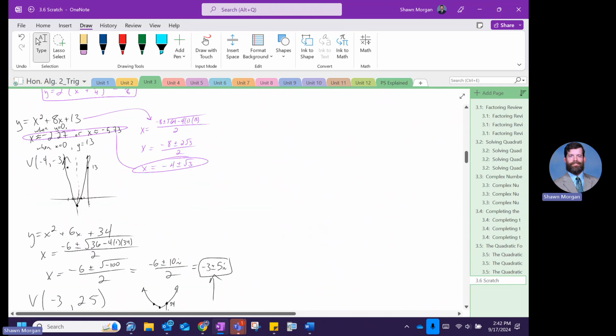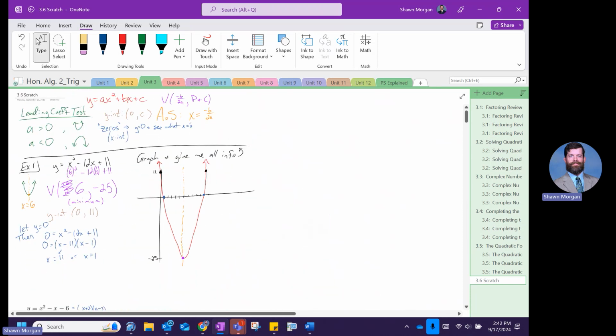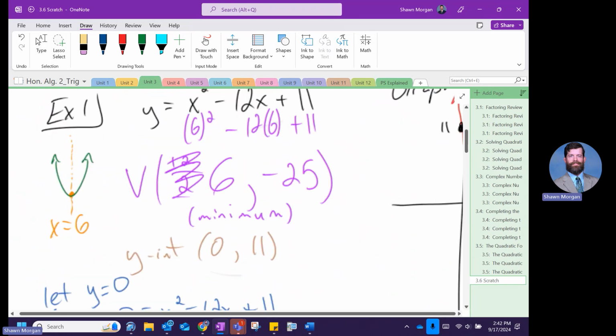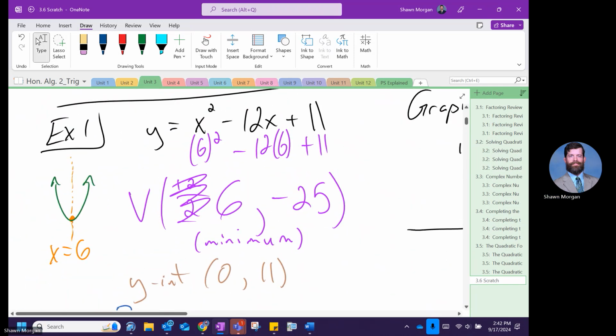Let me skip over. I've got a whole bunch of these examples we looked at. Look at this one right here. What's the opposite of B? The opposite of B would be 12. What's A? A is 1. So 12 over 2 times 1, 12 over 2 is 6. So we got that 6 value, and then we just plugged it in and worked out the arithmetic, and we got the corresponding y value. So we know the vertex real easy.